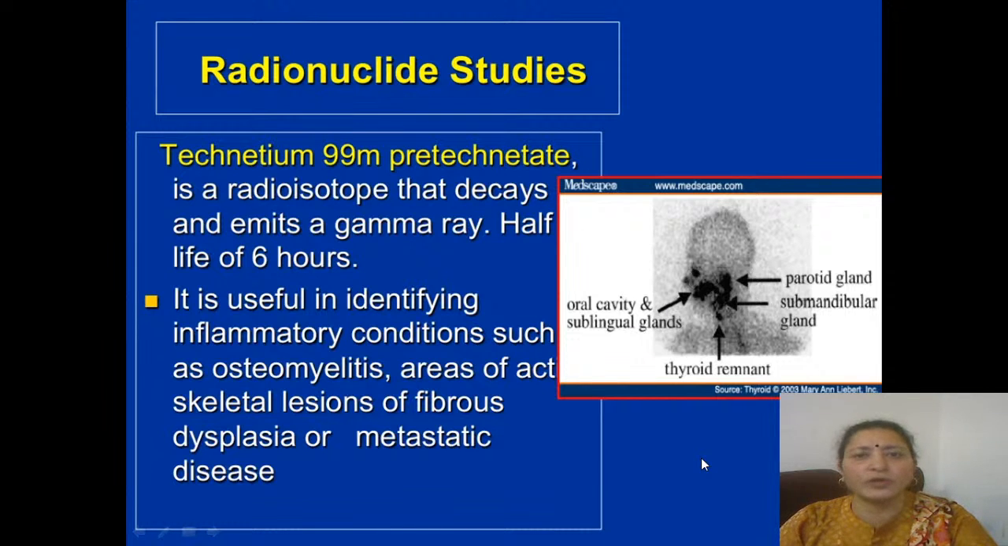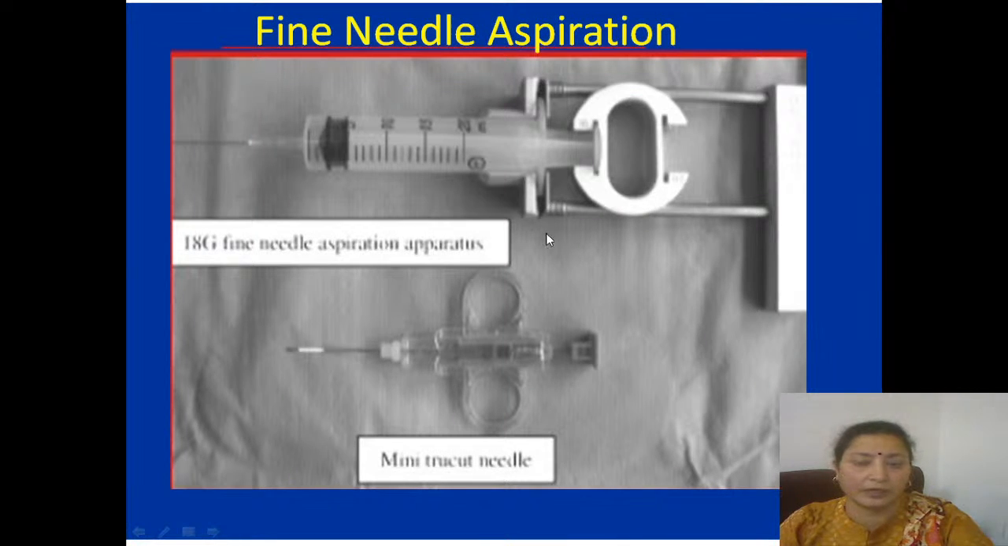Then we can have radionuclide studies. These have very specific importance. Technetium 99m is used to identify inflammatory conditions such as osteomyelitis, areas of any disruption, whether it's an inflammatory condition or there are certain skeletal disorders along with it. There are conditions when it can erode the bone, very extensive disease, locally advanced. There is a variety of spectrum that you can see of a simple disease at times.